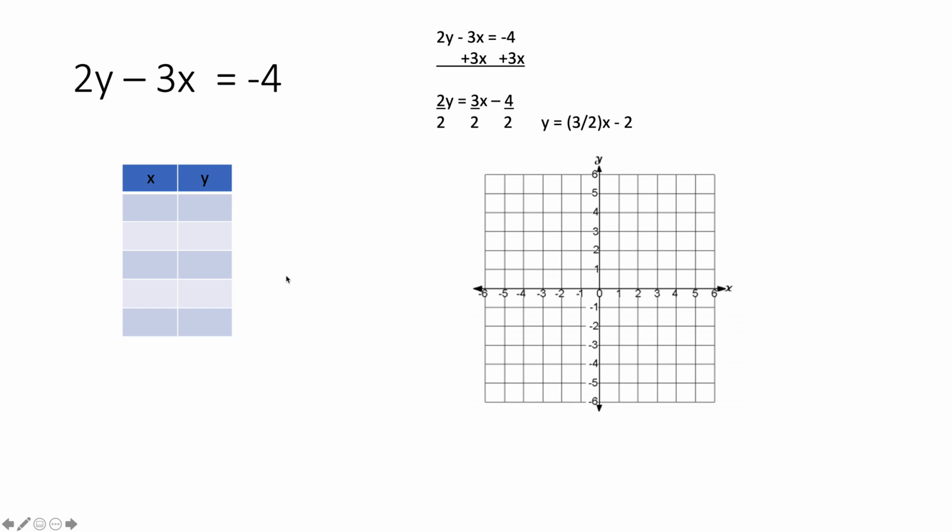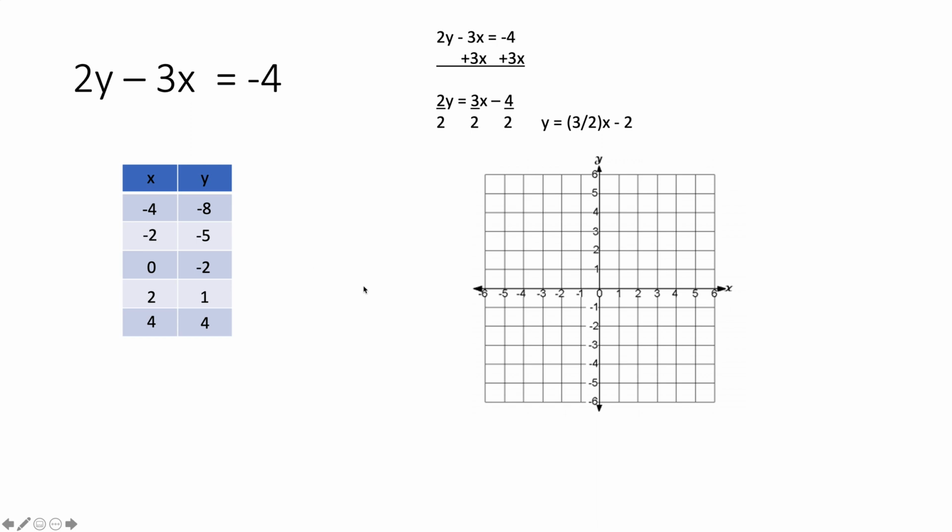Well, this time I better pick values that are all multiples of 2, so the 2 can divide into it. So I go -4, -2, 0, 2, and 4. And that would mean 3/2 times -4 minus 2. So 3/2 times -4 works out to be -6 minus 2 makes -8. 3/2 times -2 is -3, minus 2 is -5. 3/2 times 0 is 0, minus 2 is -2. 3/2 times 2 is 3, minus 2 is 1. And 3/2 times 4 is 6, minus 2 is 4.